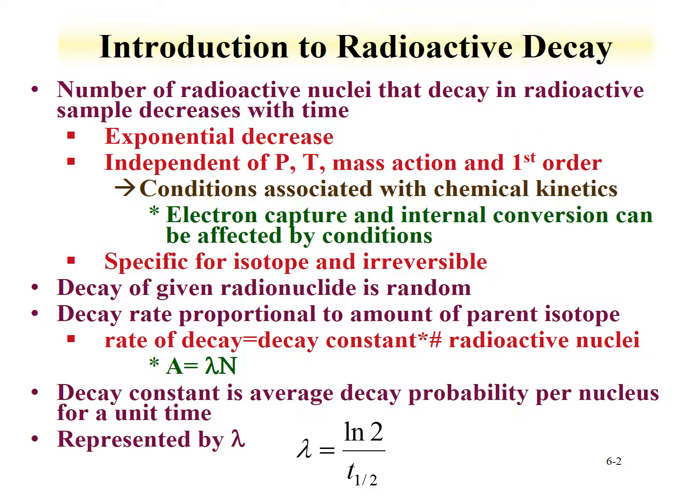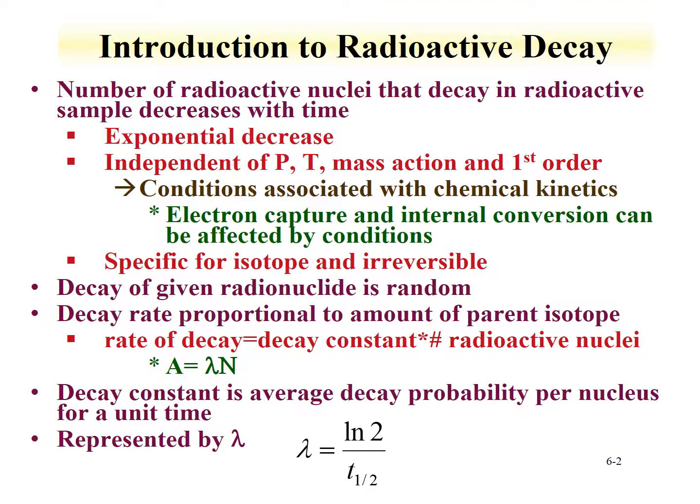There are some decay methods, such as electron capture and internal conversion. Since this involves atomic electrons, they can be affected by the chemical conditions, but the decay constants themselves don't change. It's just the probability of the electron being available for the reaction to occur that changes. These decays are specific for an isotope, and they're irreversible. Decays only go in one direction.